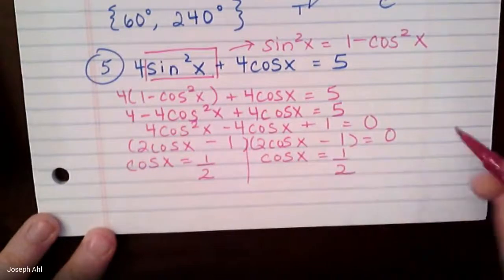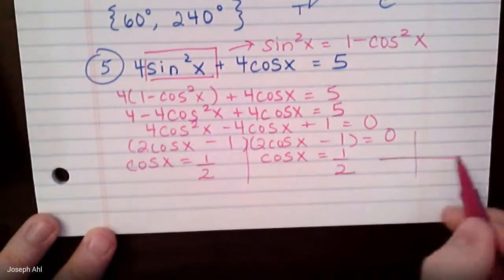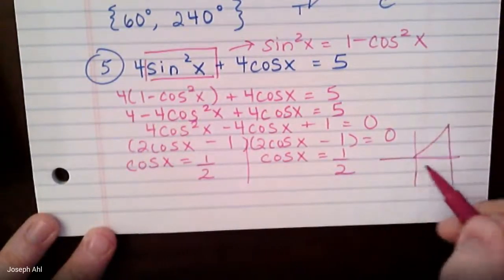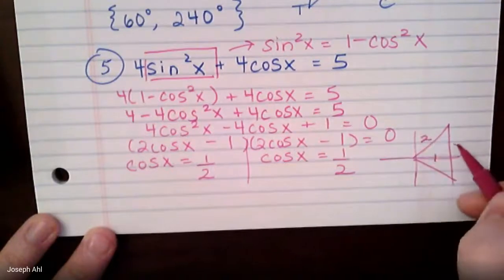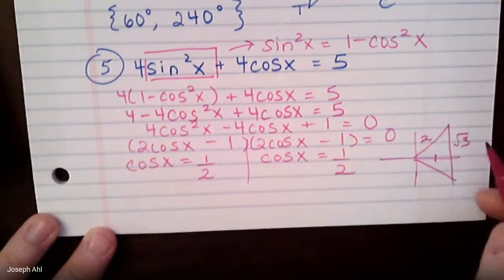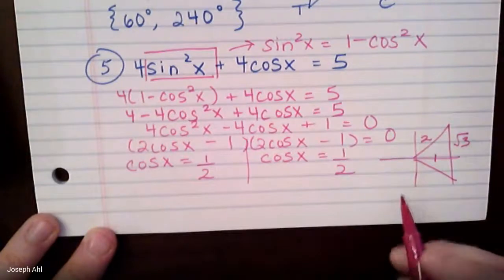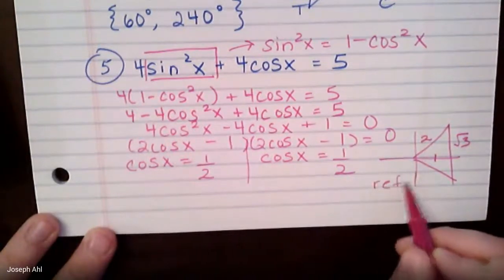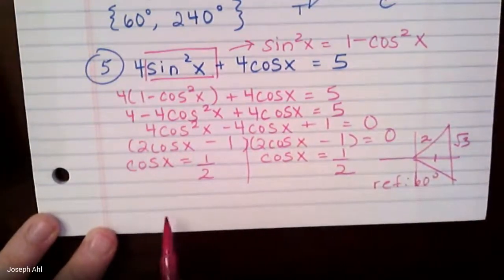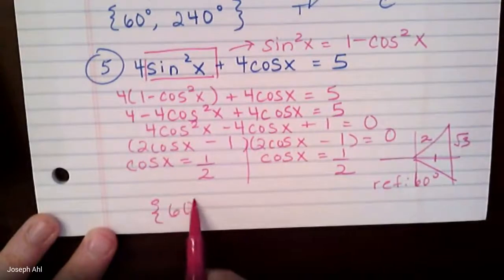So what are the angles for which cosine of x would equal 1/2? Well, cos is positive in 1 and 4. Cos is adjacent over hypotenuse, so here's your triangle. If the reference angle here is 60 degrees across from that radical 3, your solutions are 60 in quadrant 1, 300 in quadrant 4.